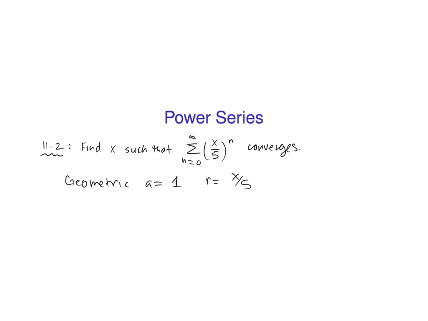Do you guys buy that? And this series will converge if, is it just x over 5 is less than 1? Absolute value of that thing is less than 1. Which is the same thing as saying absolute value of x is less than 5, right? Just multiplying the 5 over. Or it's saying x is in between what two numbers? Negative 5 on the lower end and 5 on the upper end, right?